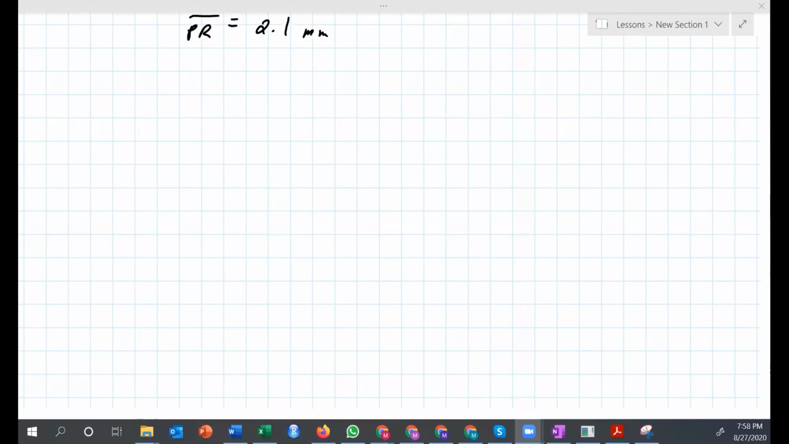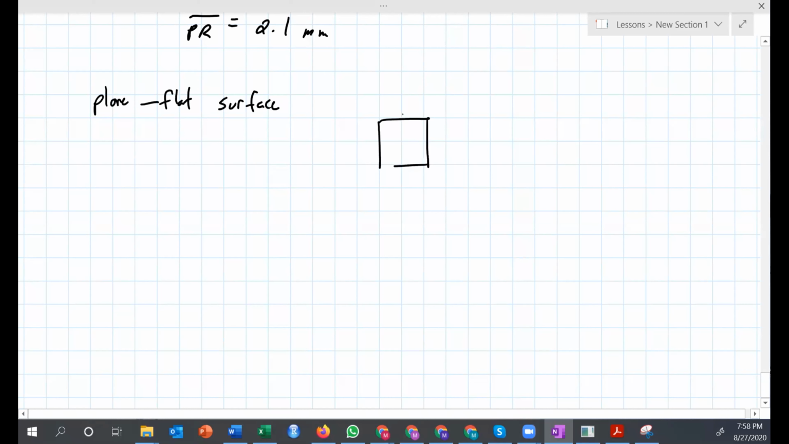Could we do example 4? Yes. How many planes are shown in the given figure? So a plane is a flat surface. If you were to look at a box, I know this isn't a box, but if you were to look at a box, it has 6 planes because there's 6 flat surfaces.